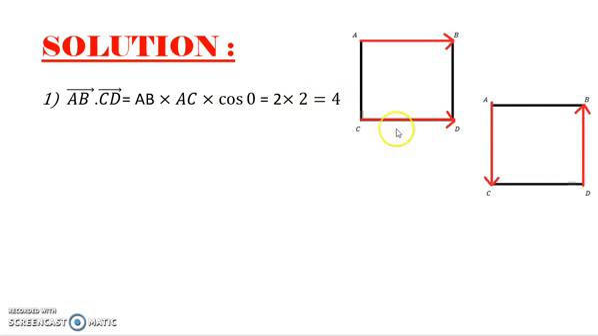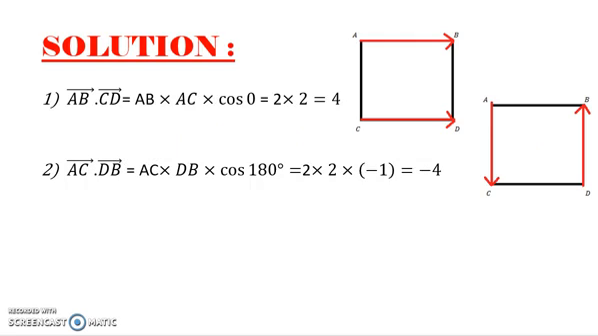The second question is to calculate the dot product of the two vectors AC and DB. We find that these two vectors are collinear having opposite senses, then the angle between these two vectors is equal to 180, so apply the rule of the dot product. AC vector dot DB vector is equal to AC times DB times cosine 180, and we know that AC is equal to 2 and also DB is equal to 2, and cosine 180 is equal to minus 1, then the dot product is equal to minus 4.